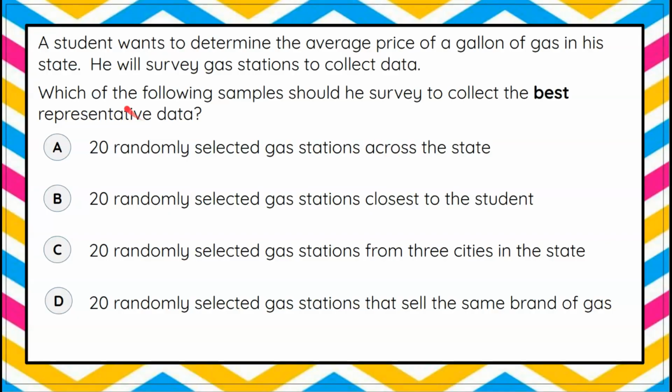So we have a student that wants to determine the average price of a gallon of gas in his state. He's going to survey gas stations to collect data. We want to know which of the following samples should he survey to collect the best representative data. And you have 4 answer choices to pick from.